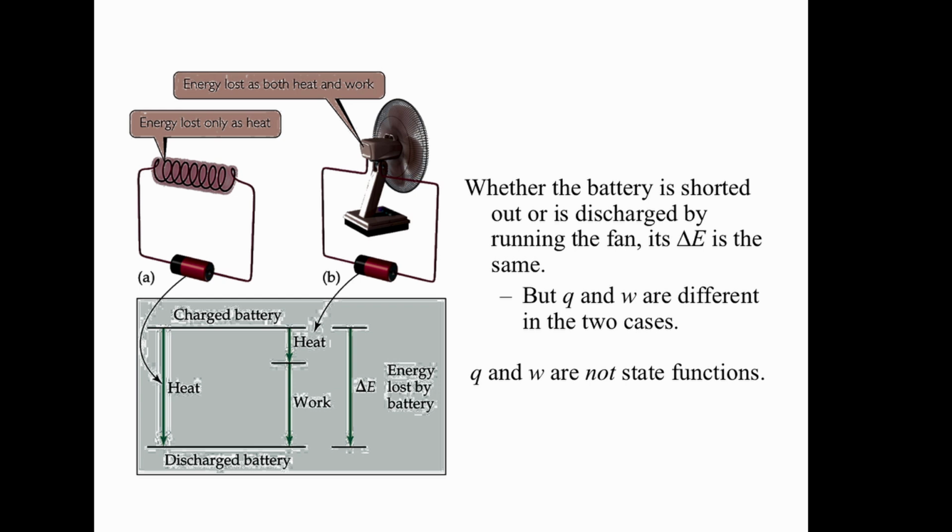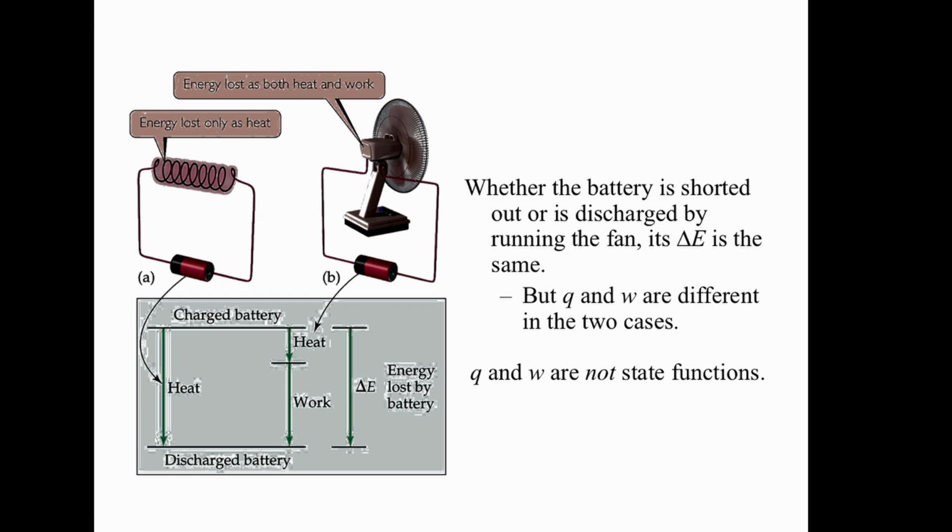Here the blade turns, exerts a force through a distance, performs work, and imparts some kinetic energy to the air, gets it moving. And here we both have the same energy loss of the battery. So the battery is losing internal energy, delta E or delta U, as the book likes to call it, is changing, it's going down.